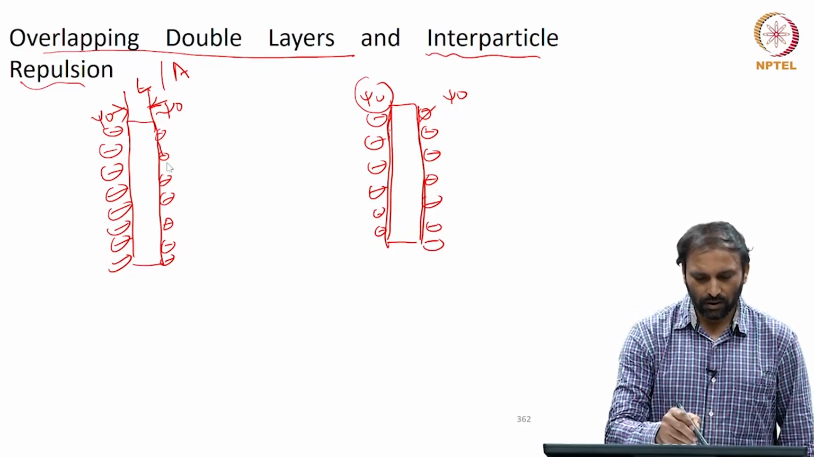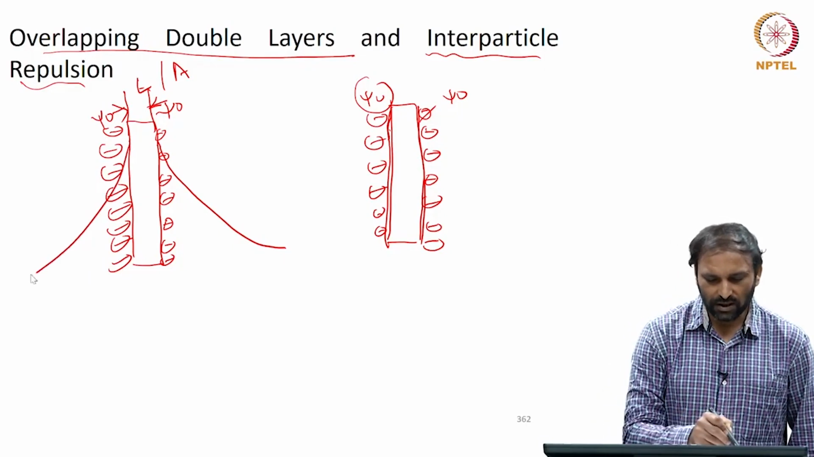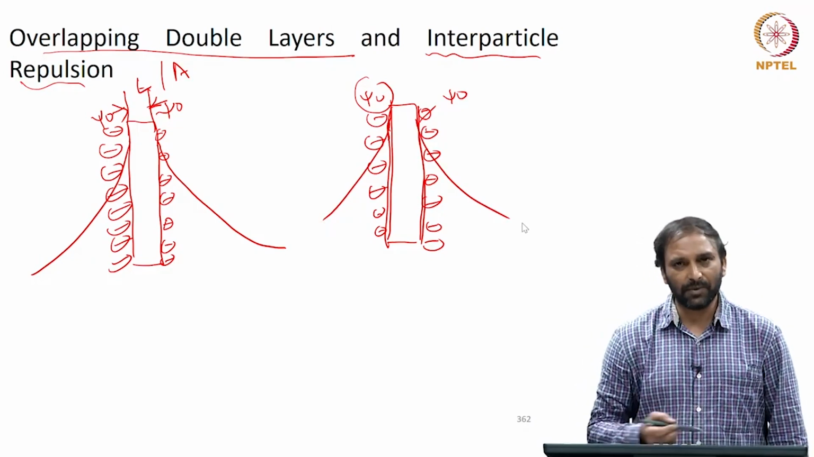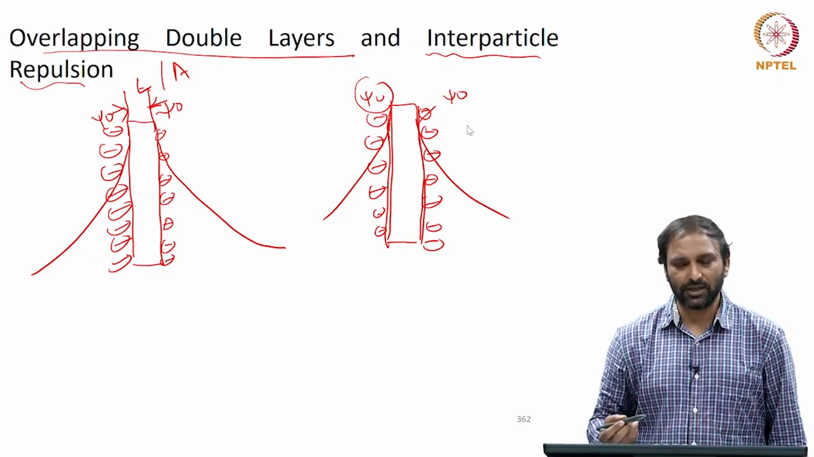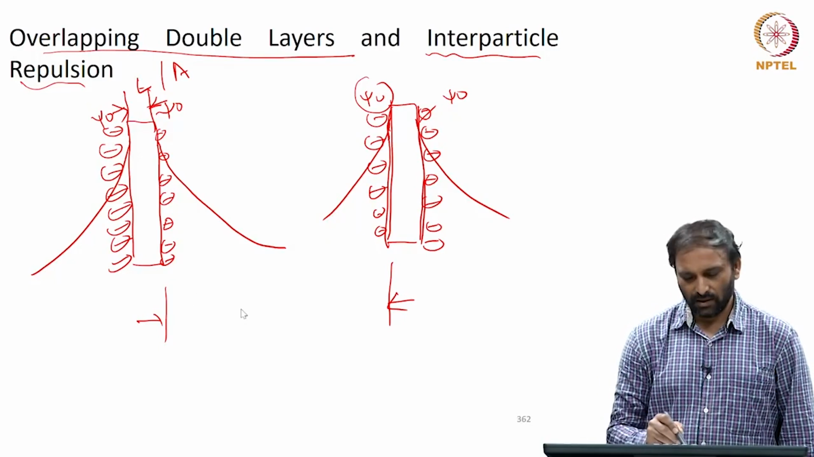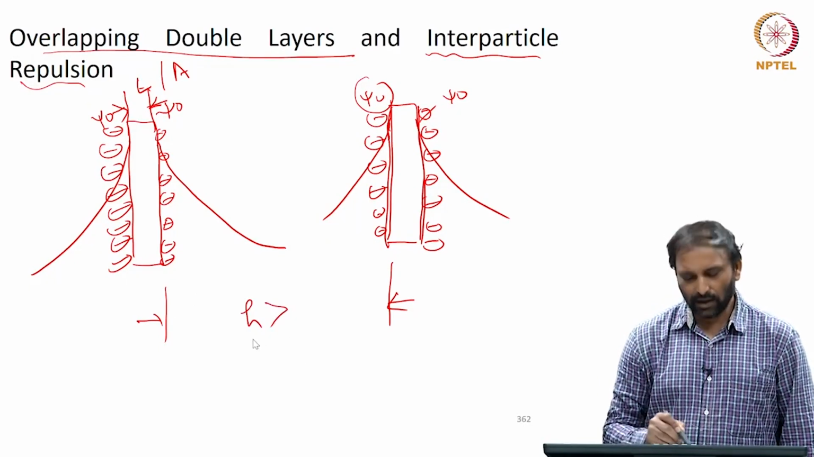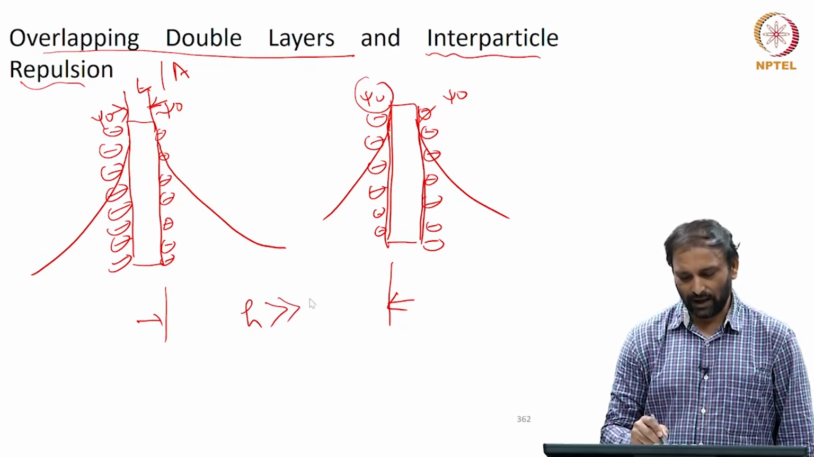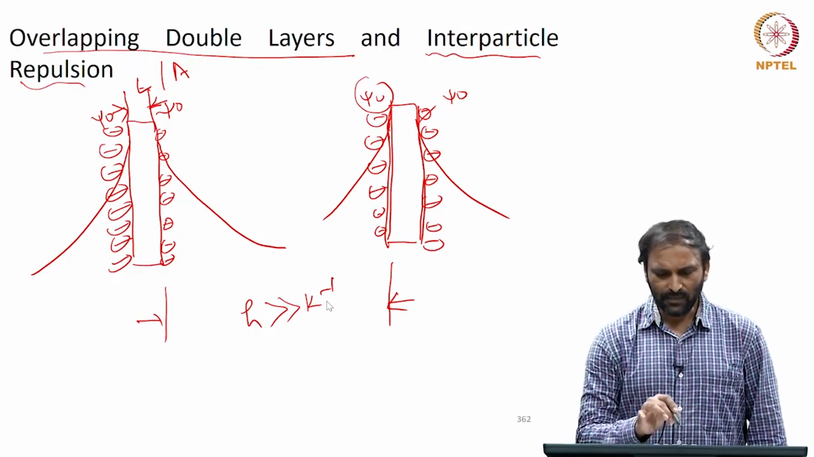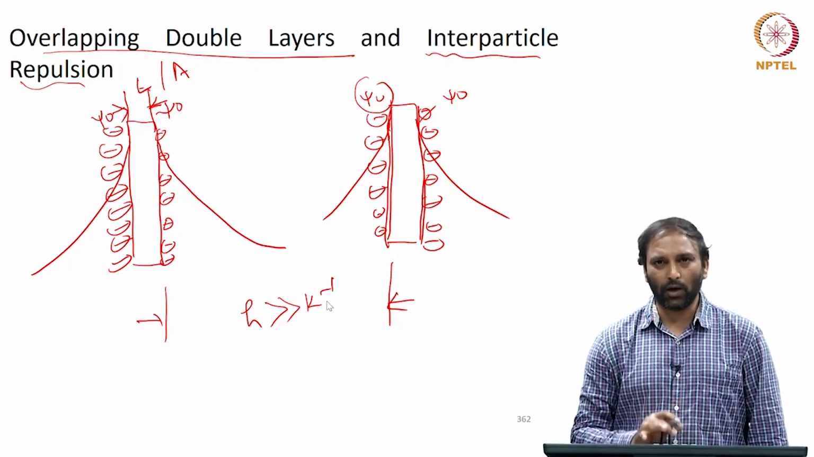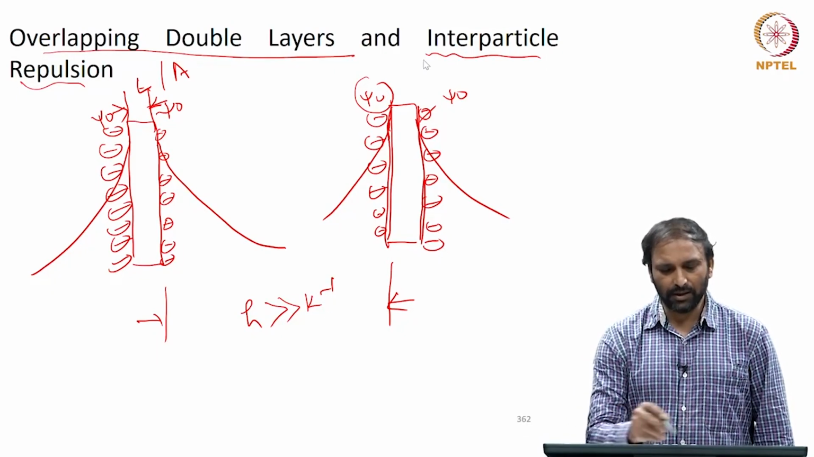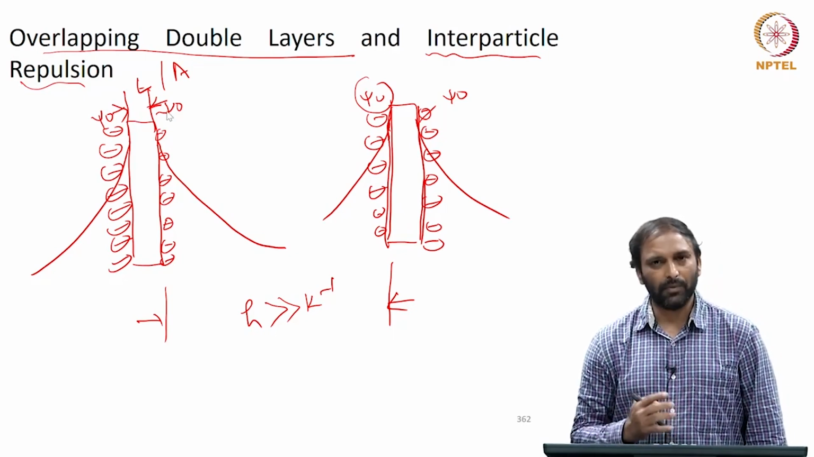And of course, we know how the potential varies with distance now, because we have developed expressions for how the potential varies with separation distance. Now, if the distance between the plates, that is h, is far greater than kappa inverse, as I mentioned earlier, there will not be any overlap of electrical double layers. Therefore, in such cases the interparticle repulsion will not exist.